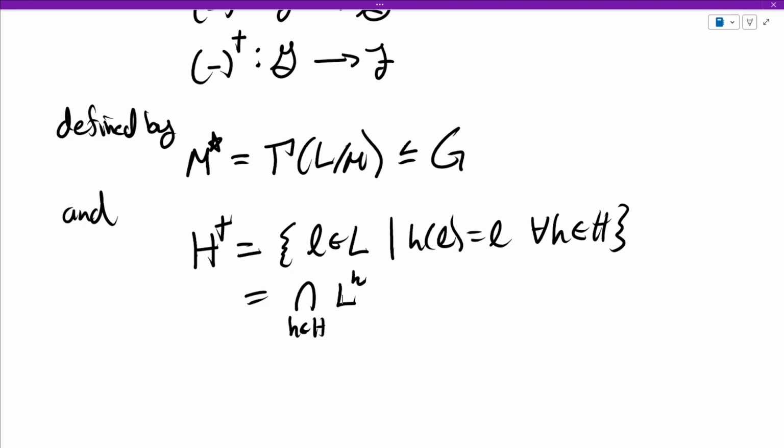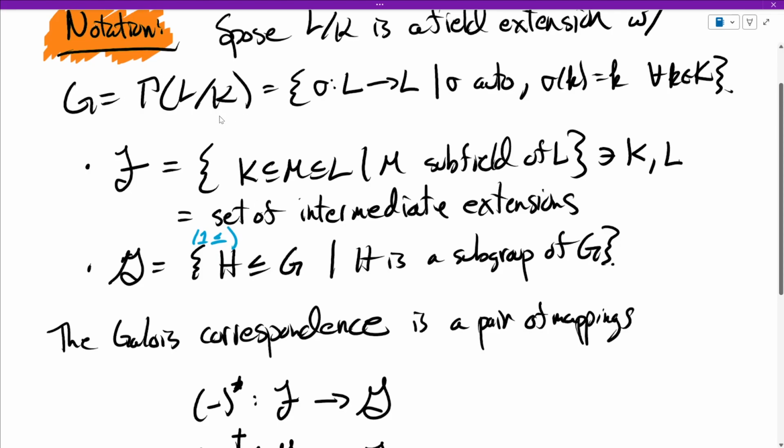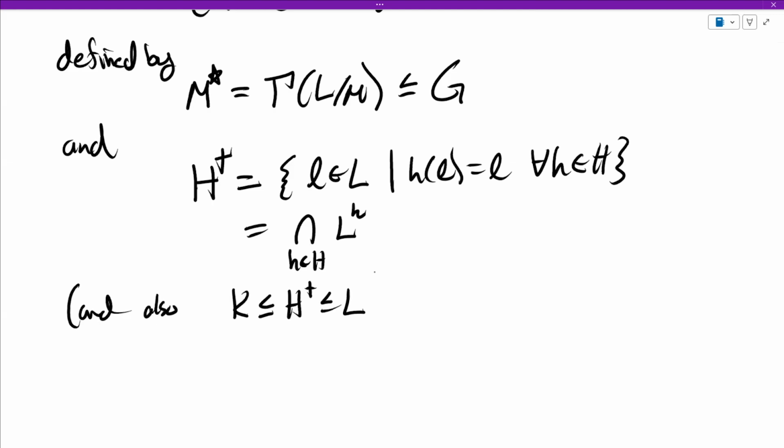All right, so certainly every element of the Galois group fixes K, right? G is the automorphisms that fix K. So everything in H, H being a subgroup of the Galois group, fixes all of K. So certainly also H dagger, this is just a comment, is in fact an element of F. It's an intermediate extension because K is certainly fixed by all of H. So these are well-defined maps. And this was our Galois correspondence.